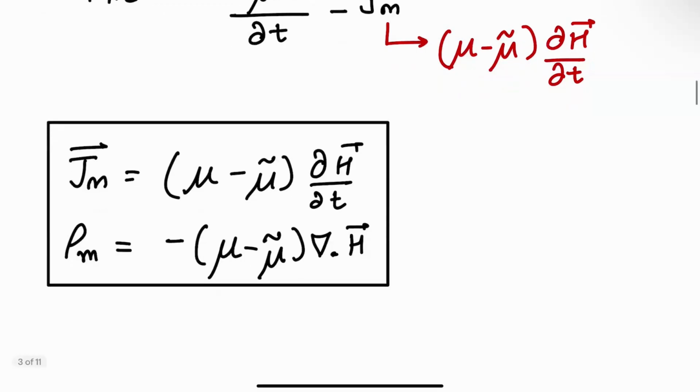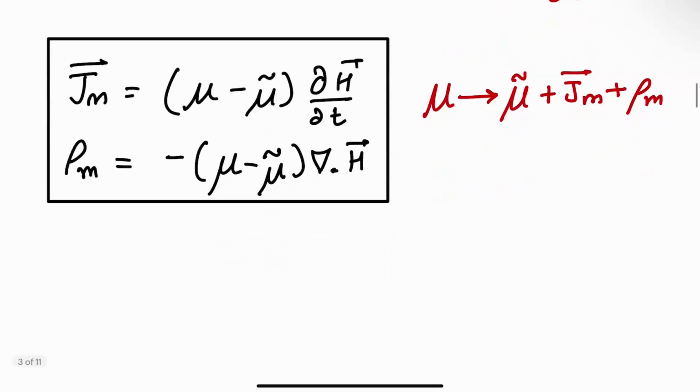All right, so here what we've done is we kind of generalize this idea. So we can replace mu with any other mu tilde as long as we place the right magnetic charges and magnetic currents to compensate for it.